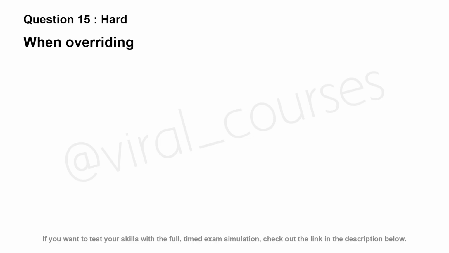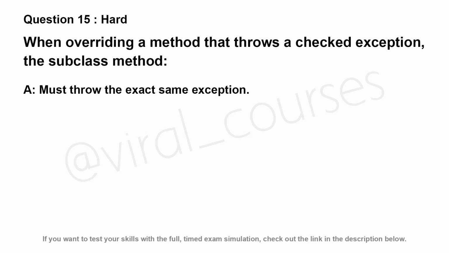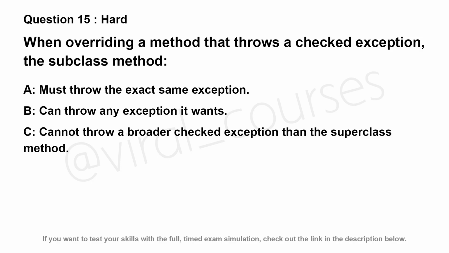When overriding a method that throws a checked exception, the subclass method: Option A. Must throw the exact same exception. Option B. Can throw any exception it wants. Option C. Cannot throw a broader checked exception than the superclass method. Option D. Must not throw any exceptions at all.